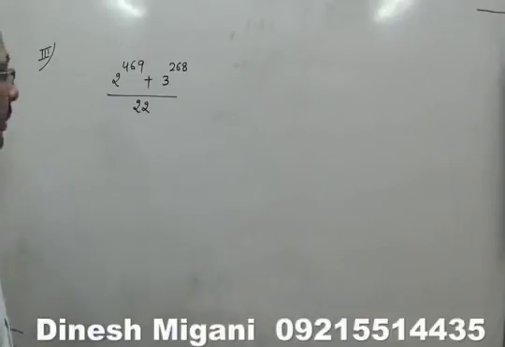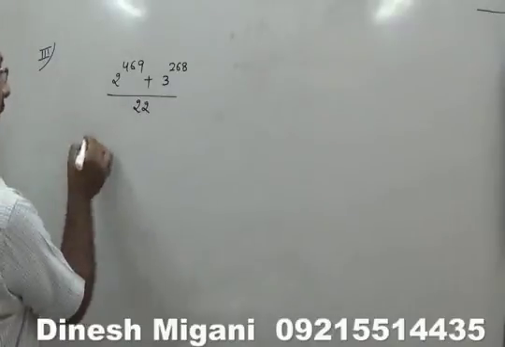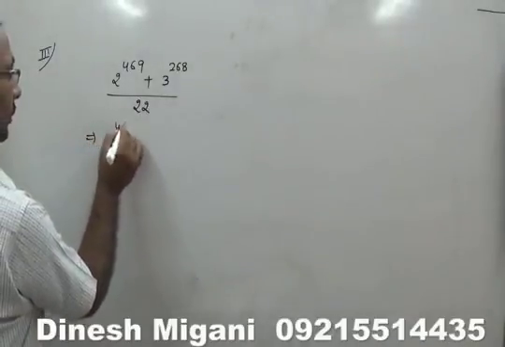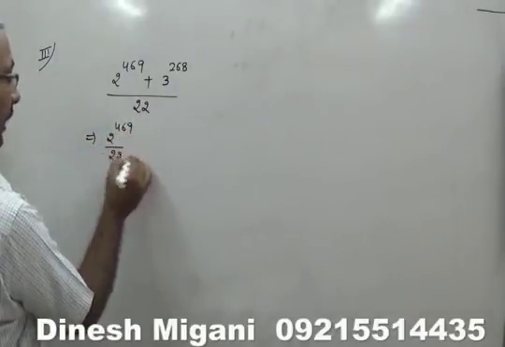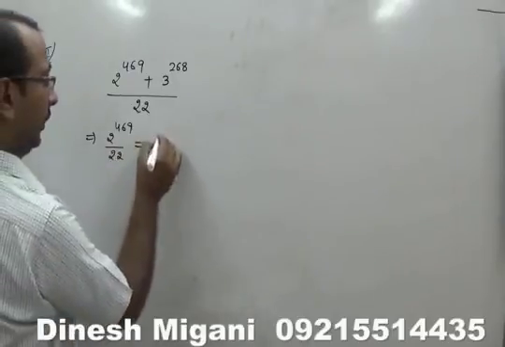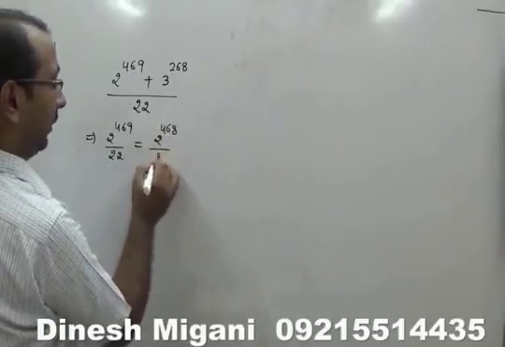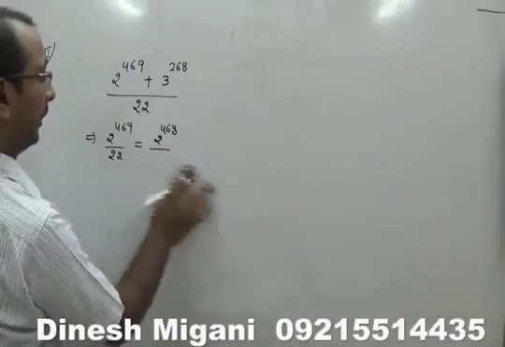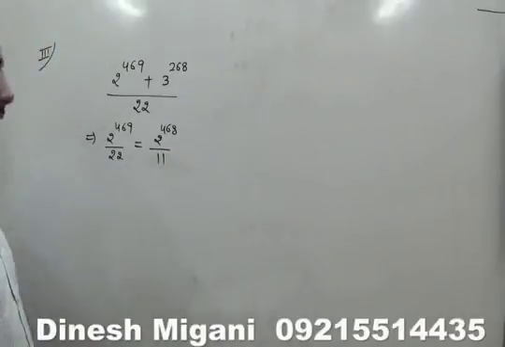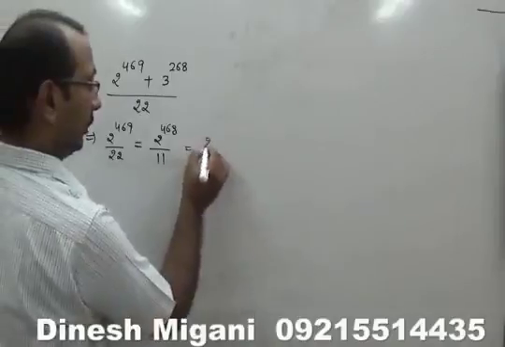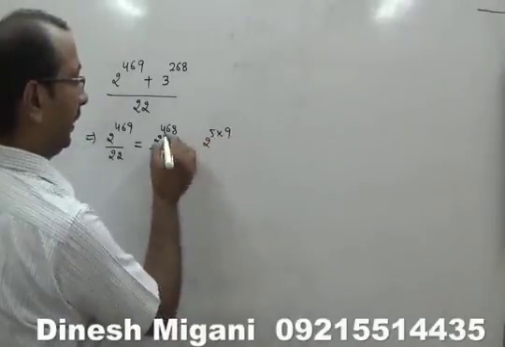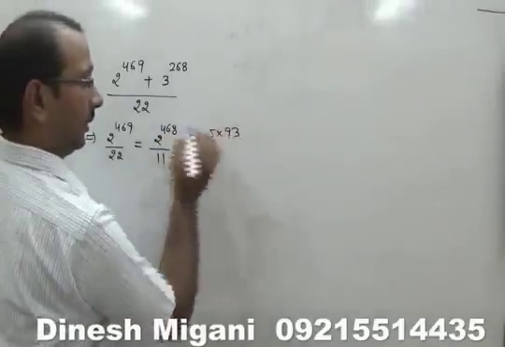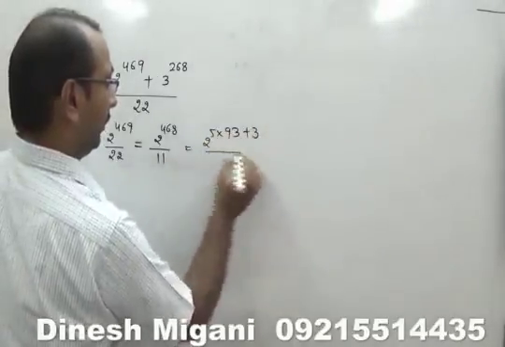2 raised to power 469 plus 3 raised to power 268 by 22, we have to find the remainder. Okay. Now, when I look at this problem, I take two cases individually. First, I take 2 raised to power 469 by 22. I can say 2 can be cancelled out, so 2 raised to power 468 by 11. Now, we can say 2 raised to power 5 is 32, and 32 when divided by 11, the remainder is minus 1. I make it as 2 raised to power 5, 5 times 93 is 465, leaving 3. So my remainder is 2 raised to power 3 divided by 11.